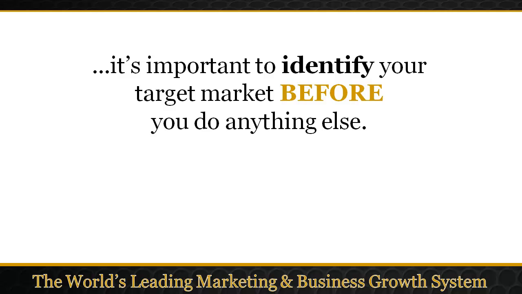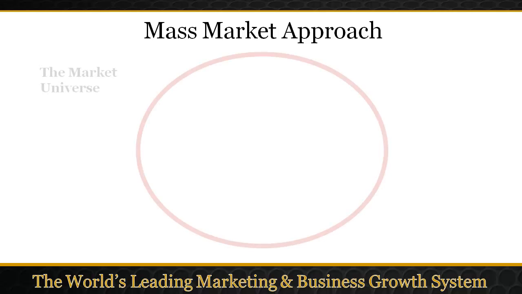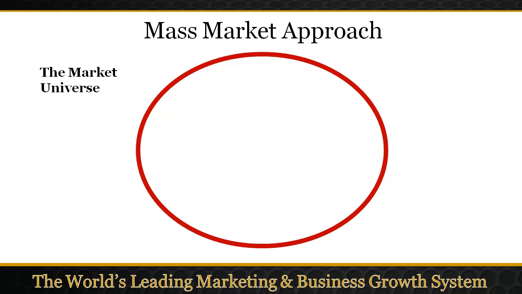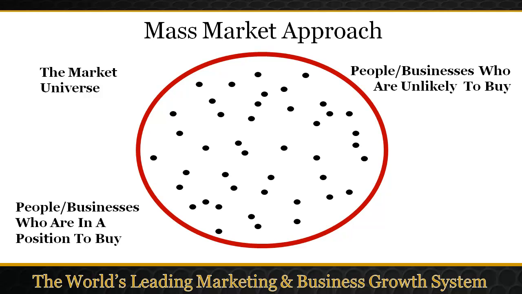So let's take a look at what all this looks like. This diagram shows the traditional and very common mass marketing approach. This red circle represents the market universe, in other words, all the people or businesses that could buy your product or service. These black dots represent the people or businesses who are in a position to buy, and the white space represents the people or businesses that are unlikely to buy, but they all receive the same marketing message from you. Notice you have to spend much more money to get lucky and hit the right people or businesses.